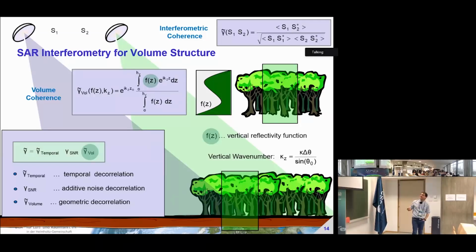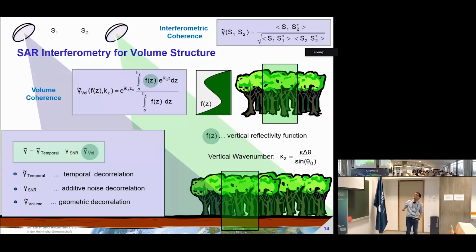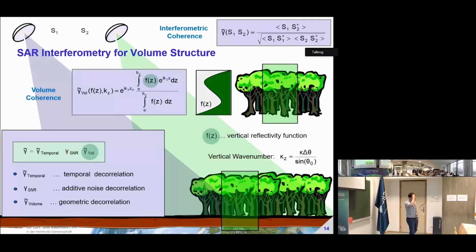And indeed, you can find out that this geometric decorrelation depends on the vertical reflectivity function. The vertical reflectivity function is a distribution of backscattered power. So it tells you how much backscatter you have at the different layers between your volume, between the ground and the top of the volume. And between the volume coherence and this function, there is this normalized relationship, which is, for the ones of you that know it, a Fourier integral, a Fourier transform. It's a very common operator in radar. I think it's the most common one.